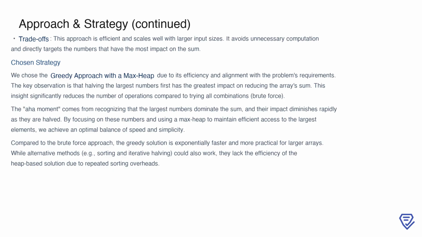While other methods, such as sorting the array and iteratively halving the largest numbers, might also work, they lack the performance benefits of the heap-based solution. Repeatedly sorting the array would introduce additional overhead, making it less optimal. The max heap approach, therefore, stands out as the best choice, combining clarity, performance, and correctness to solve the problem effectively.